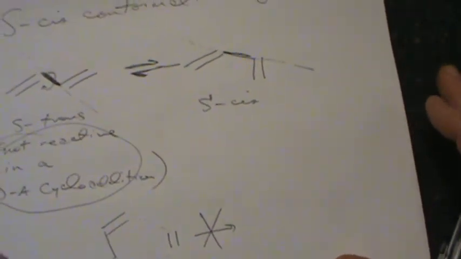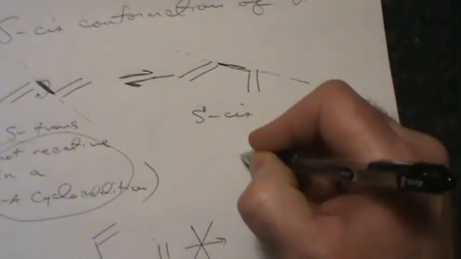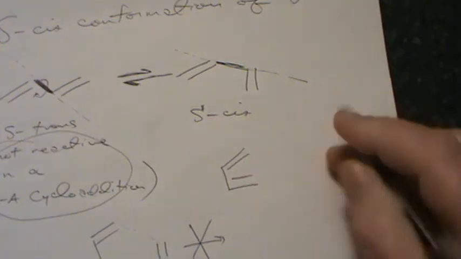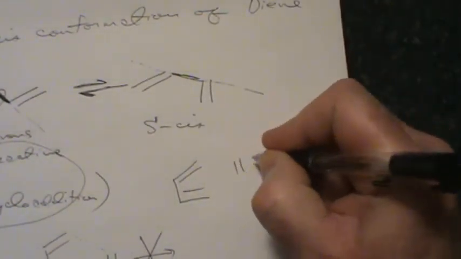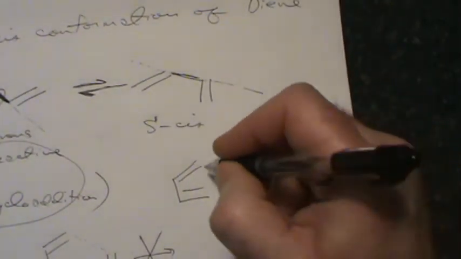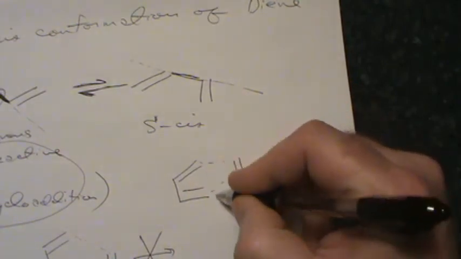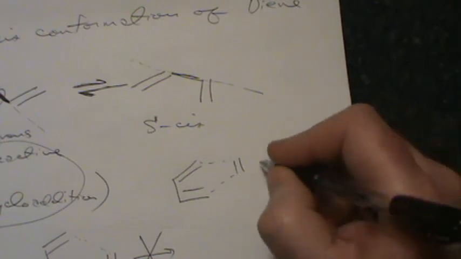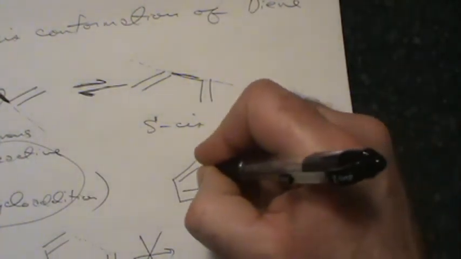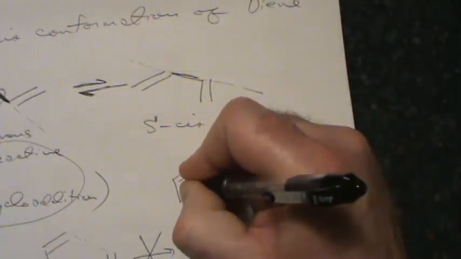In order to get this to react, we need to be in an S-cis conformation, and now in the S-cis conformation you can see that my dienophile is close to both ends of the diene. So that's going to work. That's a Diels-Alder cycloaddition that will work for us just fine.